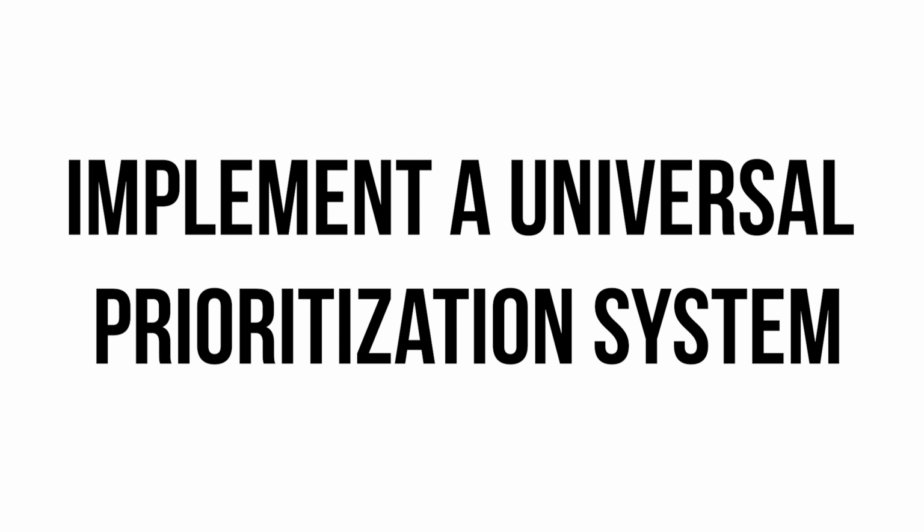The fifth one is to implement a universal prioritization system. Prioritizing is one of the most significant dilemmas and business challenges of our time. Organizations that are successful in addressing this problem are leaps and bounds ahead of the others. You can prioritize in many ways.